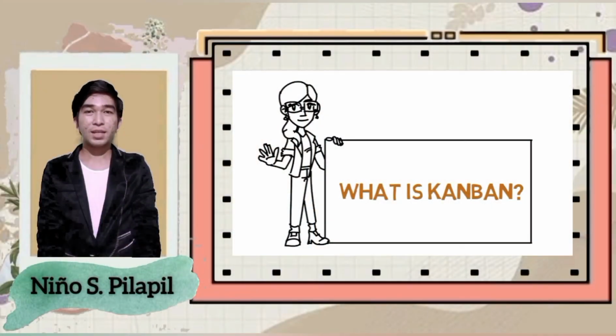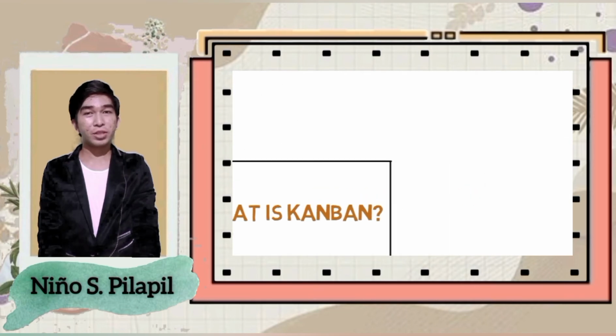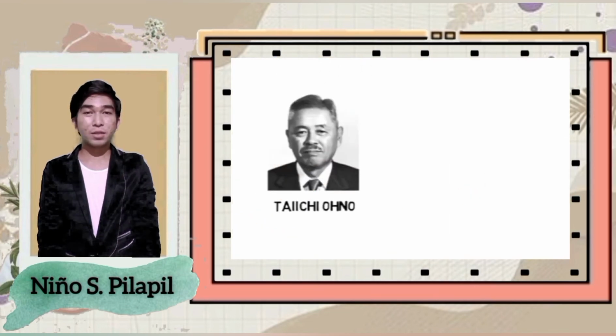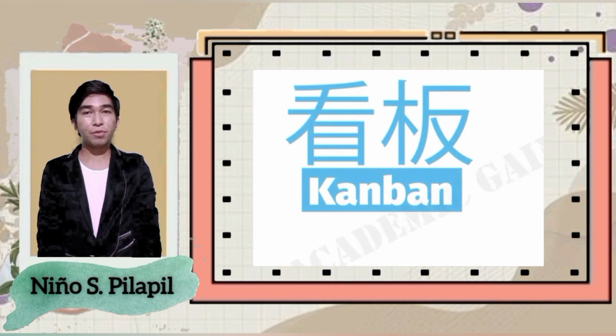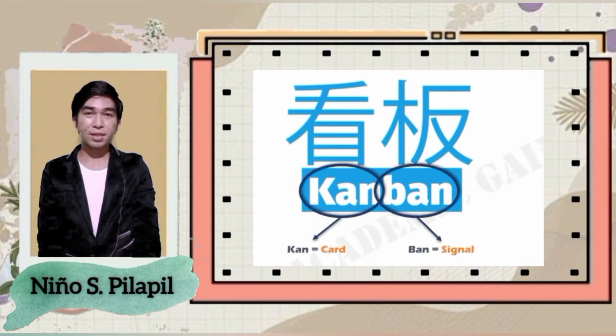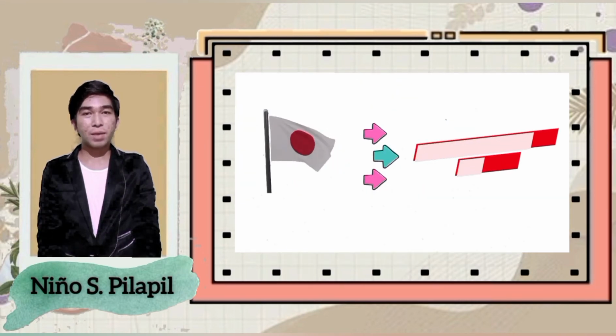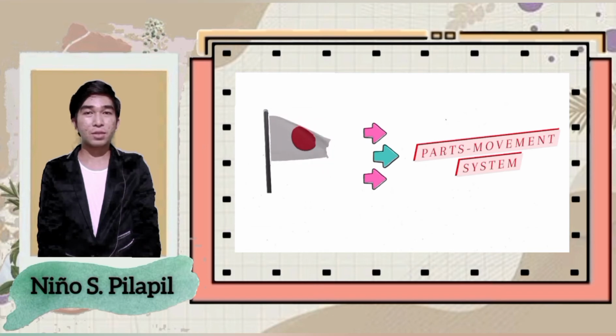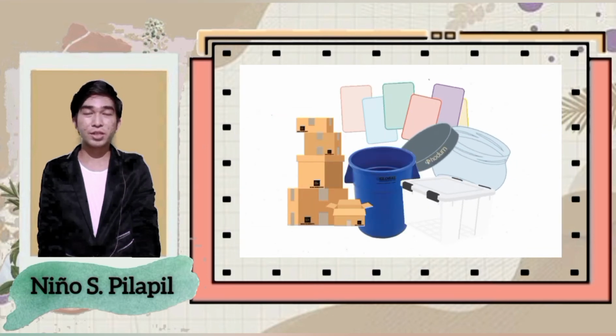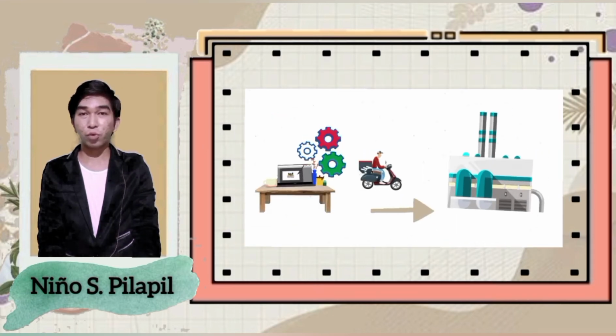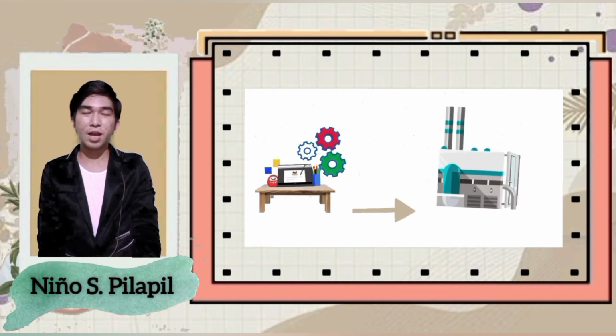What is Kanban? The Kanban system was developed by Mr. Taiichi Ohno, Vice President of Toyota. Kanban stands for Kan means card and Ban means signal. The Japanese refer to Kanban as a parts movement system that depends on cards and boxes or containers to take parts from one workstation to another on a production line.